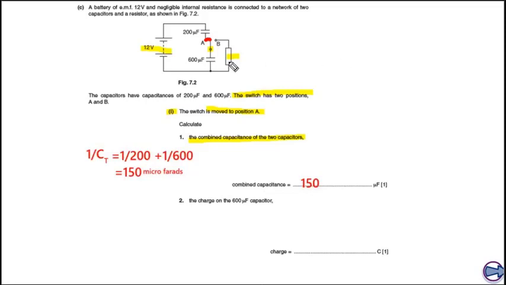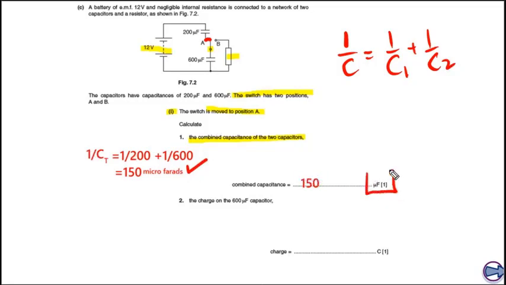As you can see, as capacitors are connected in series, the formula we use is 1 over C has to be equal to 1 over C1 plus 1 over C2, and this is what I did here. This is our final answer: 150 microfarads. So let's move on to the next part now.